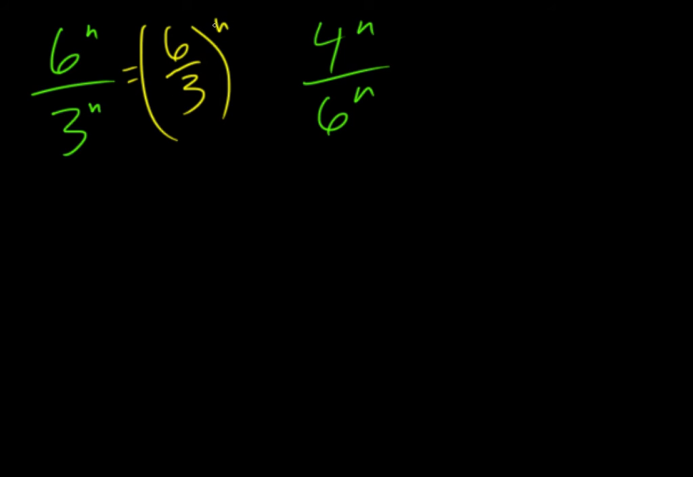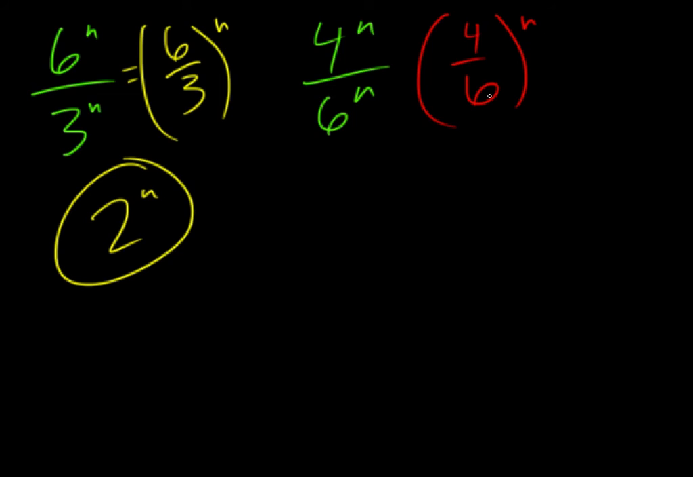Alright, now we have 6 to the n over 3 to the n, and 4 to the n over 6 to the n. So, how we're going to think about this, this can be written as this, because in this situation we would distribute the n to both pieces, and then if we just do 6 divided by 3, we get 2. So it's 2 to the n. Similar thinking here, 4/6 raised to the n. Divide that, it's 2/3 raised to the n.